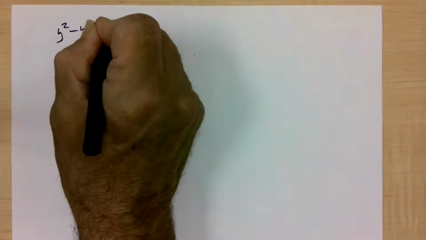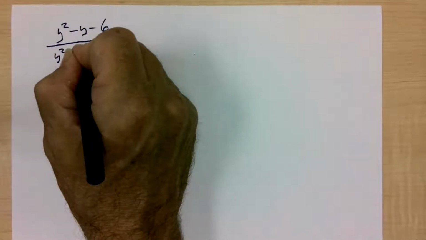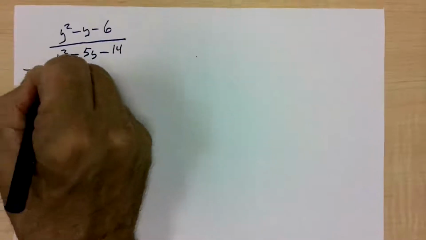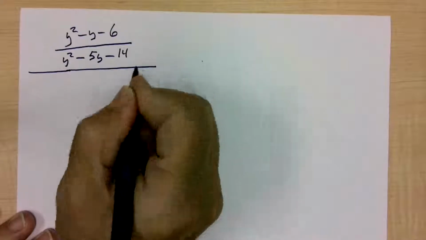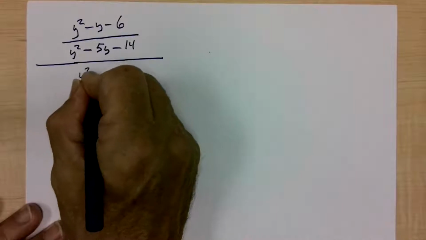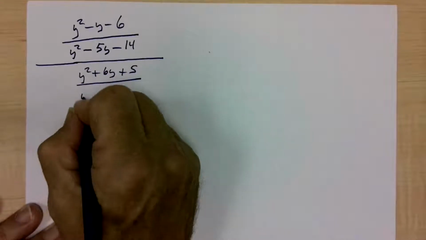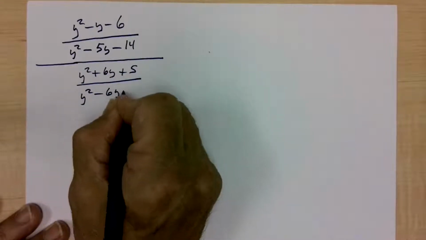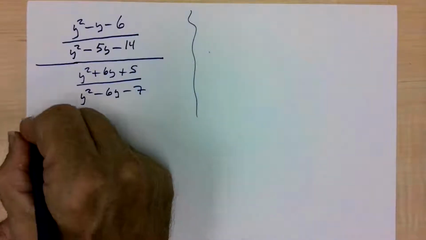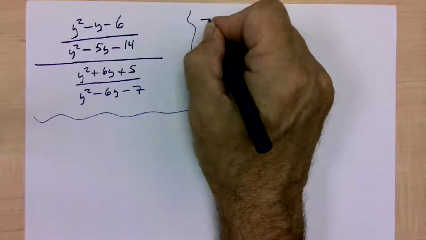Next, we're going to have y squared minus y minus 6 over y squared minus 5y minus 14, all over y squared plus 6y plus 5 over y squared minus 6y minus 7. So our process is going to be the same. We're going to look at the top and the bottom, simplify those, and then take top divided by bottom.